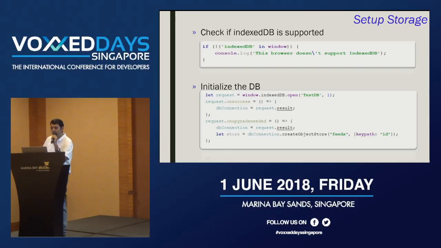Again, in your JavaScript, you will check if IndexedDB is supported by your browser, by the window. If it is supported, then it works fine. Otherwise, we just throw that error. We initialize the DB, so we give it a name, the test DB, and if it succeeds, then we get a DB connection object. After that, what gets executed is onupgradeneeded. For the first time, it will always be executed. On subsequent times, it will be executed if there is any change, or you are updating the database schema, adding indexes, or doing anything else.